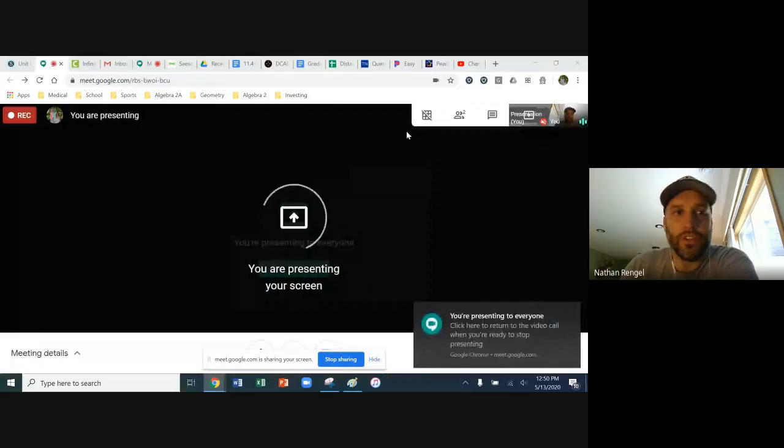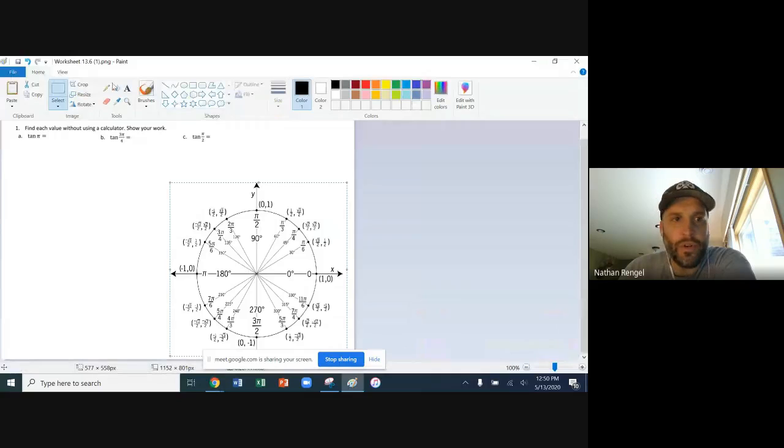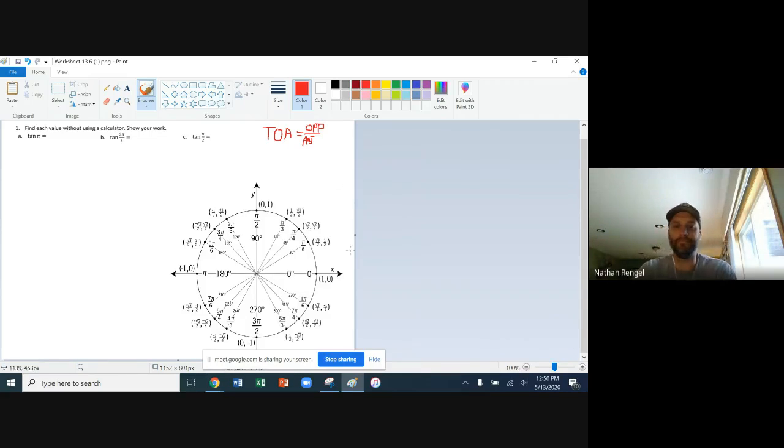In Algebra 2, we're going to take a look at how you find tangent without your calculator using the unit circle. One thing we have to know about tangent is something we talked about back in geometry: the acronym SOHCAHTOA. TOA was the part reserved for the tangent. TOA stands for: your tangent ratio is the opposite leg over the adjacent leg. The O and the A stand for opposite and adjacent.